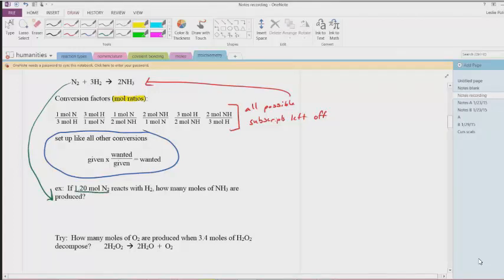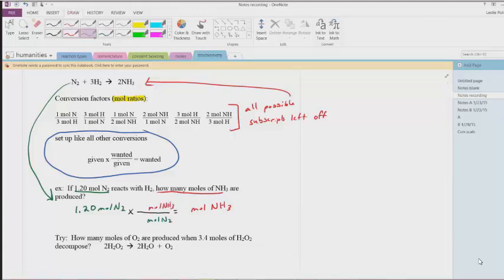So here's what we're given. 1.20 moles of N2. Here's what we want. So we need to use a mole ratio to get between them. What we were given goes to the bottom. What we're looking for goes to the top.